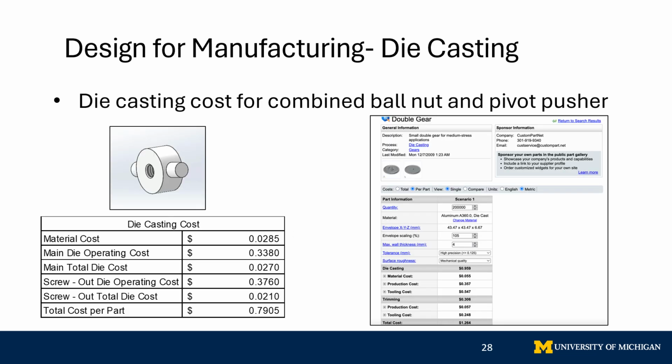The first step in design for manufacturing was the die casting cost. The first cost calculated was for the combined ball nut and pivot pusher, which will use a screw mechanism. The total cost for this part was 79 cents, as compared to Part Finder, which was $1.26. The discrepancy in this cost was due to the complex design used as an example.